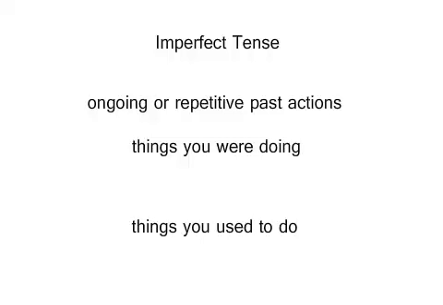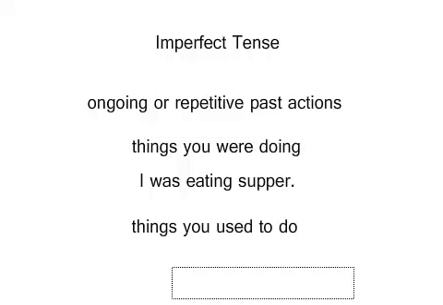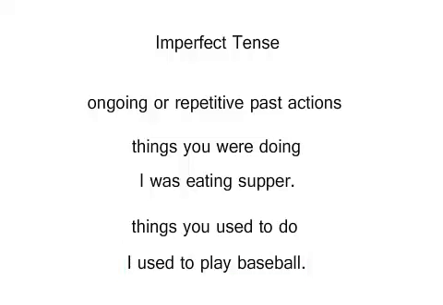When we say ongoing or repetitive past actions, we really mean two things. The imperfect tense is used to talk about things you were doing or things you used to do. Let's take a look at a couple of examples. An example of something that you were doing would be to say, I was eating supper. We would use the imperfect tense to say that. An example of something you used to do might be to say, I used to play baseball.